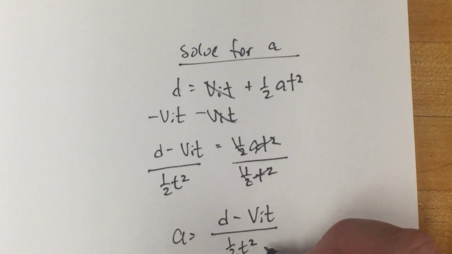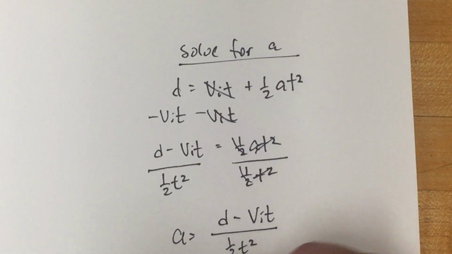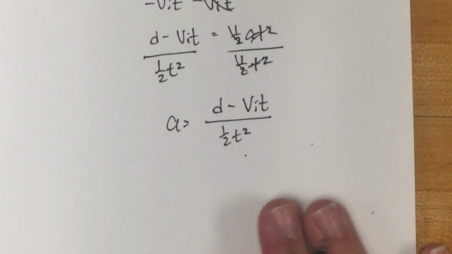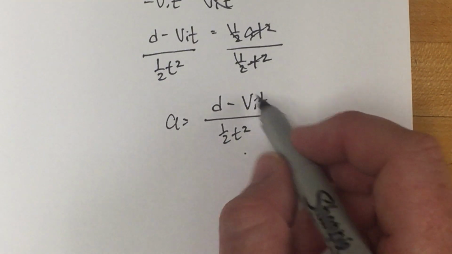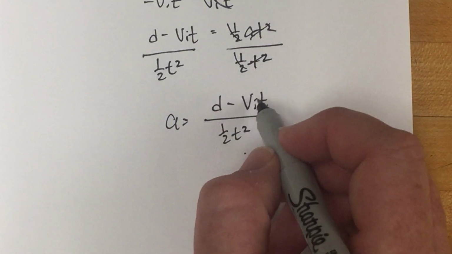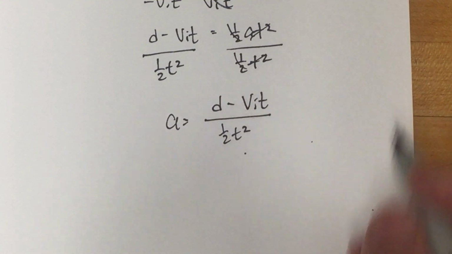divided by 1/2 T squared. And when you're calculating this in your calculator, do this, get a number, do that, get a number, and then divide by those numbers. Order of operations becomes real sticky in here. So do the top, write your number down, do the bottom, write your number down, and get that from there.